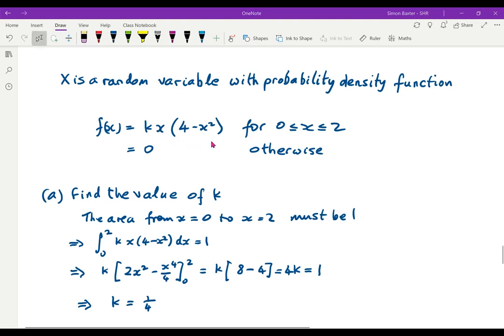Whether this probability density function is any practical use or not, I don't know. Doesn't really matter. At the moment, we're simply looking at conditions for a function to be a probability density function. This cannot be negative as long as k is positive, and when k is a quarter, the area is 1.